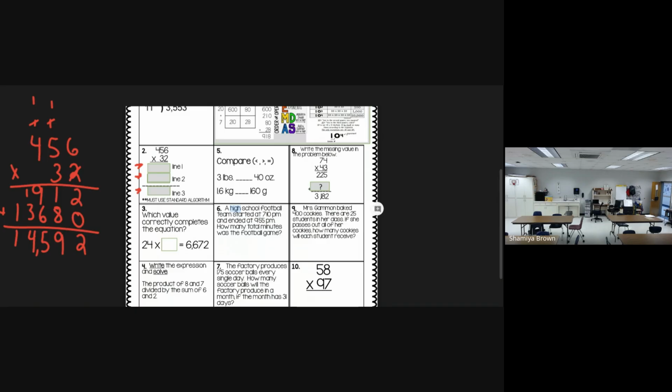And I have to also put in the missing value. So 912 would go here. 13,680 would go here. And then your final answer, 14,592, would go on line 3.